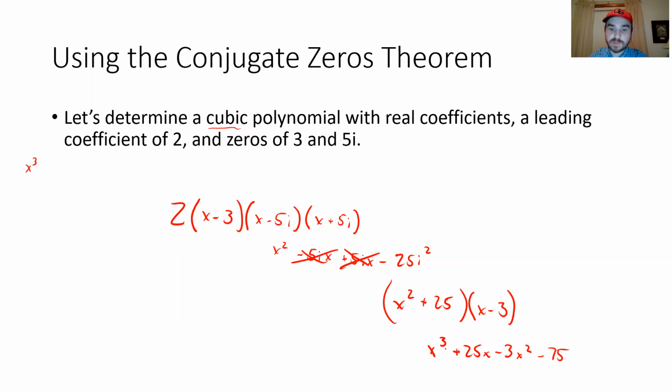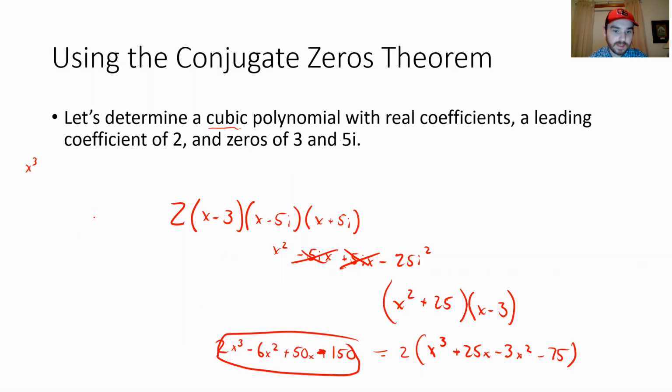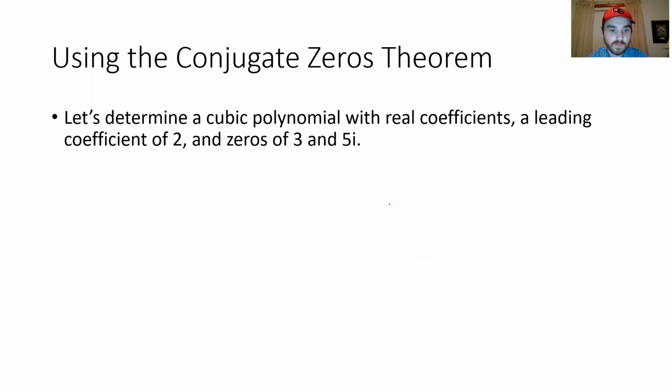So we've got all of this, and then we need to multiply this whole thing by 2. I'm actually going to remember this time. So this would give us 2x cubed, we want to put them in the right order, so we'll have the minus 6x squared next, plus 50x, and then minus 150. Okay, and this should be my final answer: 2x cubed minus 6x squared plus 50x minus 150.